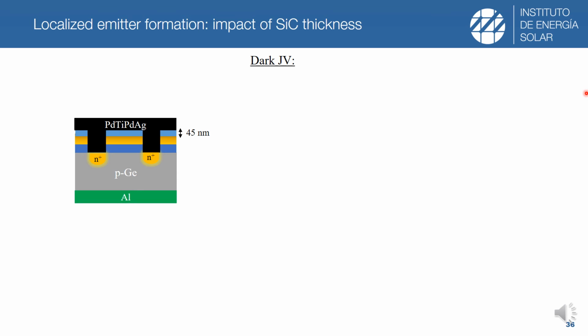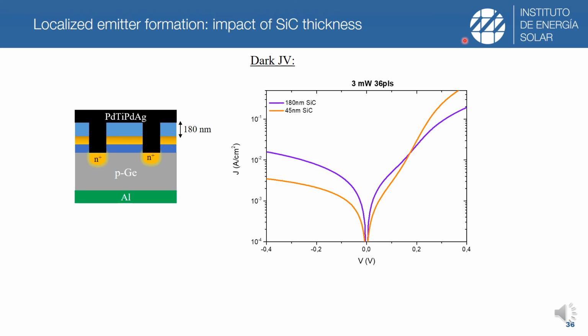Also, apart from testing two different metals, we have analyzed the impact of a different amorphous silicon carbide thickness. First, we have used 45 nanometer thickness, and then we have increased it up to 180. And we have used palladium, titanium, palladium, silver for the fabrication.